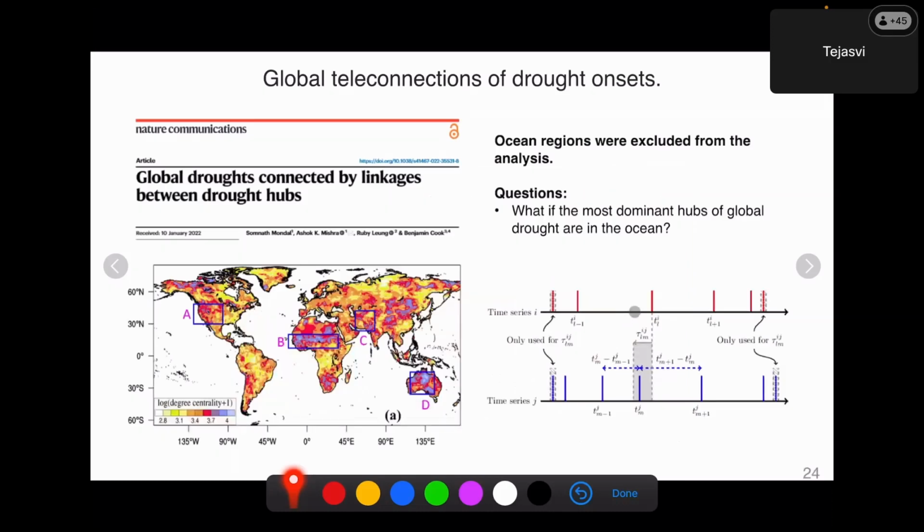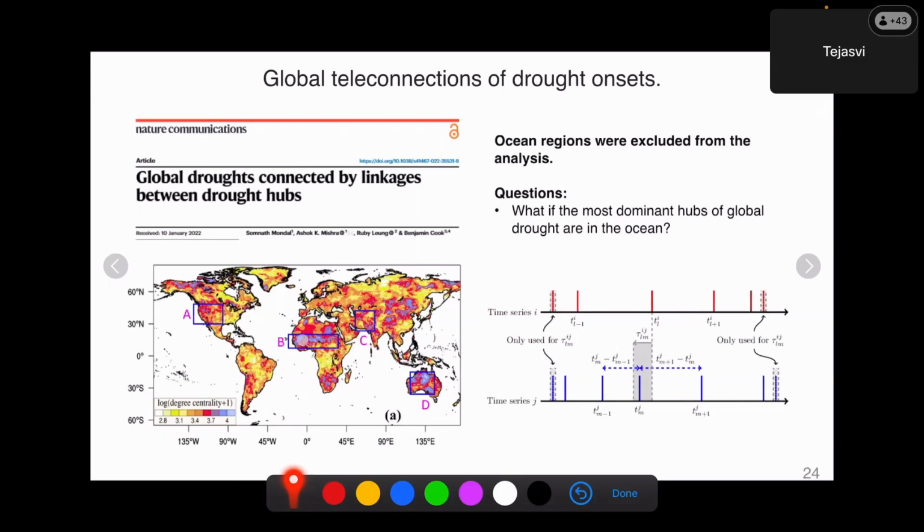The next case study that I'm going to show you has to do with global drought teleconnections. So there is this study which showed that these are the hotspot regions of global drought teleconnections. So they used something called event synchronization. It's simply a counting technique which tries to find out how many significant number of times droughts here were synchronized with any other regions across the globe.